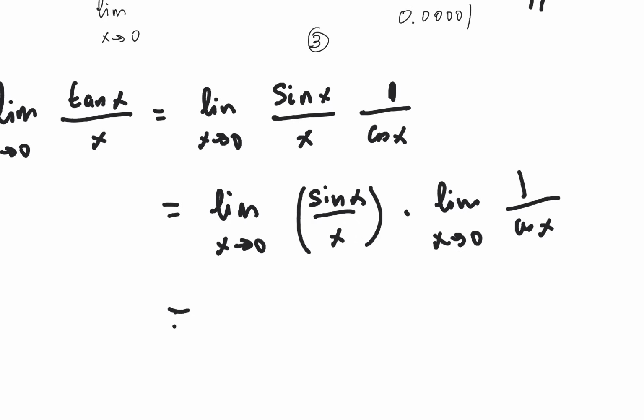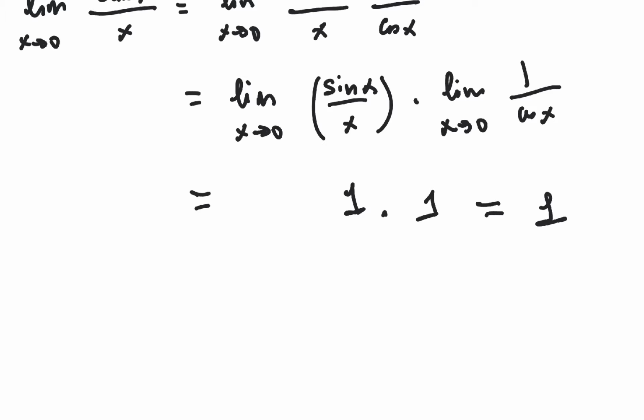And the limit when x tends to 0 of sine of x divided by x, this is 1. And the limit when x tends to 0 of 1 divided by cosine of x, when x tends to 0, cosine of 0 tends to 1, so this is 1. So the limit is 1.